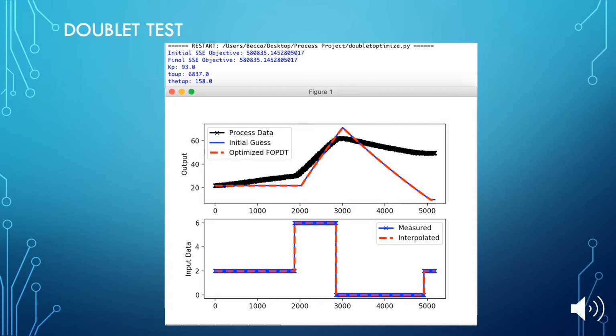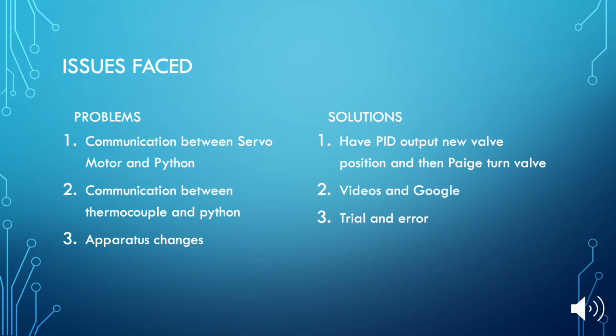We then did doublet tests to optimize the FOPDT some more. We had some, as you can see, that it was kind of difficult to get it to match. And we decided that it was impossible to control the temperature with only a heating mechanism, and a cooling mechanism is also required if a faster response time is desired for cooling. And so without having a cooling system, it was difficult to model the system with the different valve positions and how slow it cooled compared to how fast it heated up.